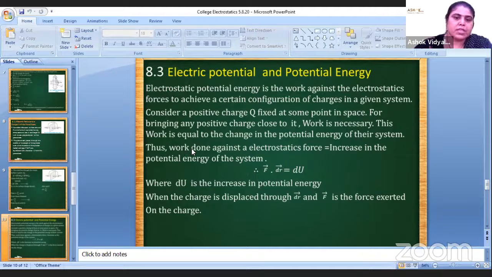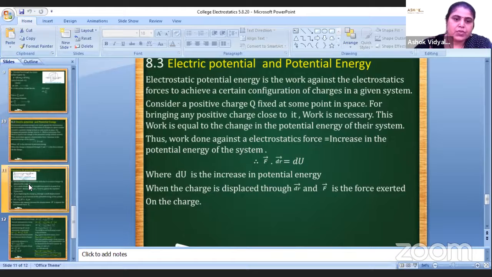Again, we know the basic concept that work done is force into displacement, which is equal to the change in the potential energy. Suppose U is the initial potential energy, and because of this work done there is a change in its state. So F bar into dr, which is the work done, is equal to dU. dU is nothing but the increase in the potential energy when the charge is displaced through dr, and F bar is the force exerted on the charge. This is the difference between electric potential and potential energy.